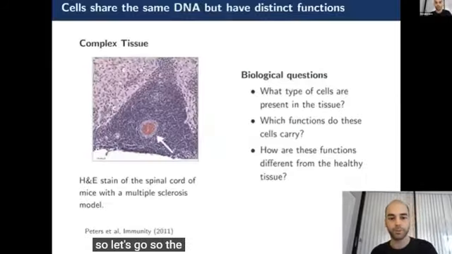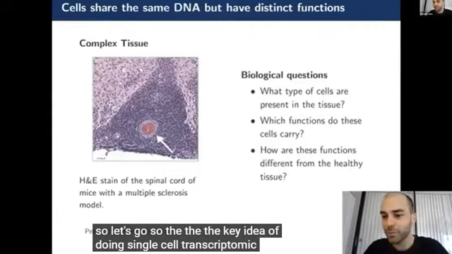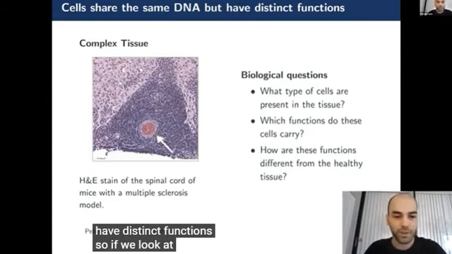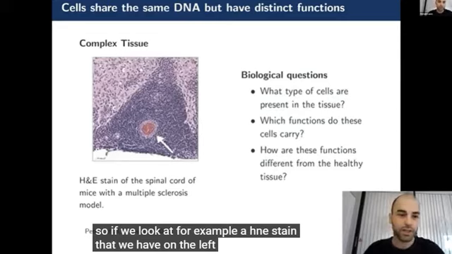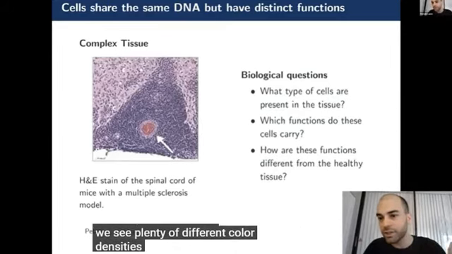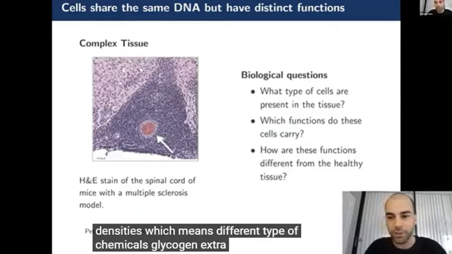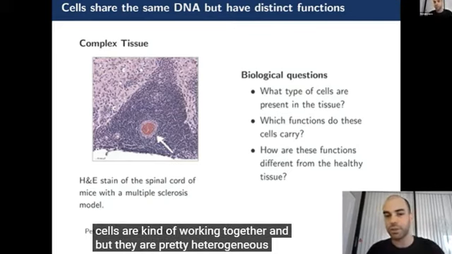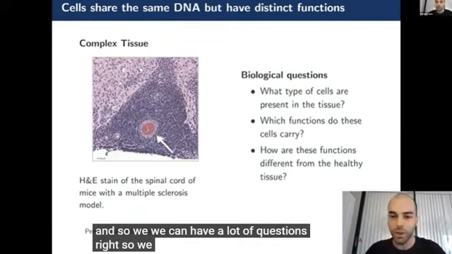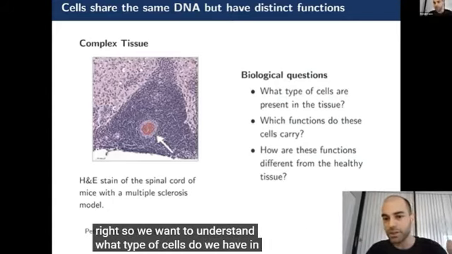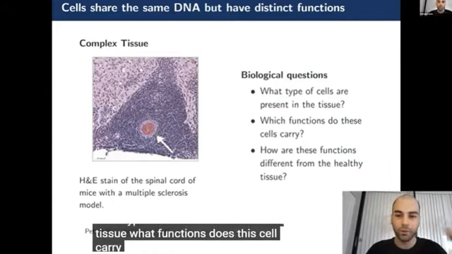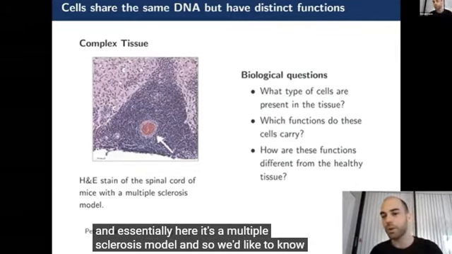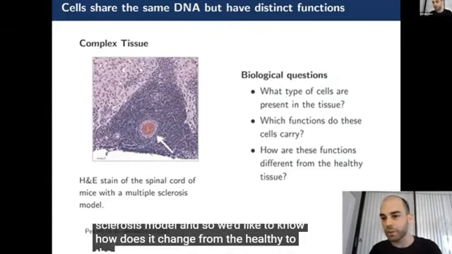So let's go. The key idea of doing single cell transcriptomics is that cells share the same DNA, but they have distinct functions. If we look at, for example, the H&E stain on the left, we see plenty of different color densities, which mean different types of chemicals, glycogen, etc. in the tissue. Essentially, it means that all these cells are working together, but they are pretty heterogeneous. And so we can have a lot of questions, right? We want to understand what type of cells we have in this tissue, and what functions these cells carry. Here, it's a multiple sclerosis model, and we'd like to know how it changes from the healthy to the inflamed tissue.